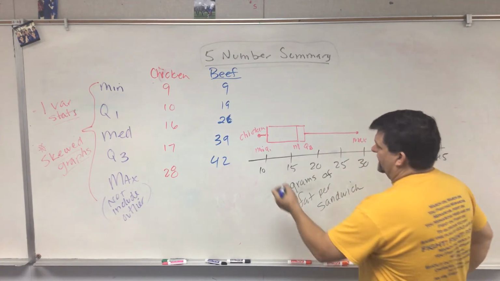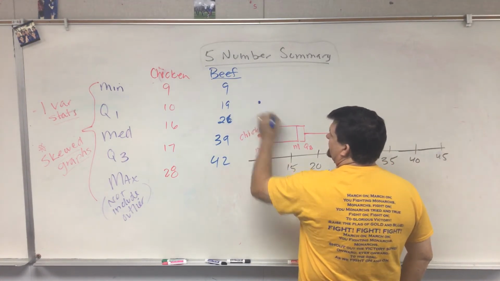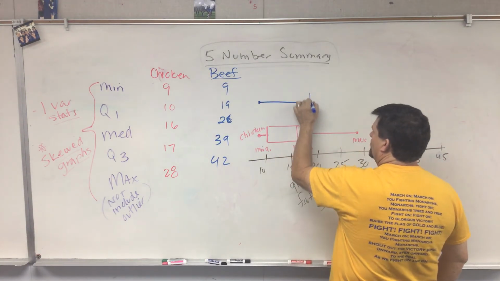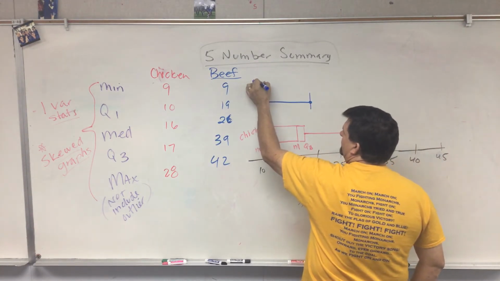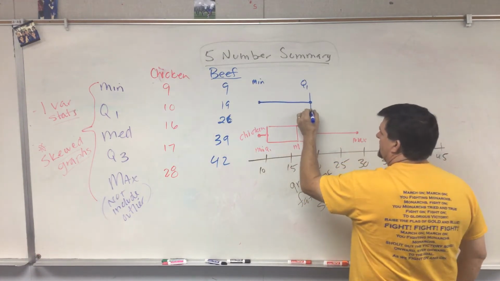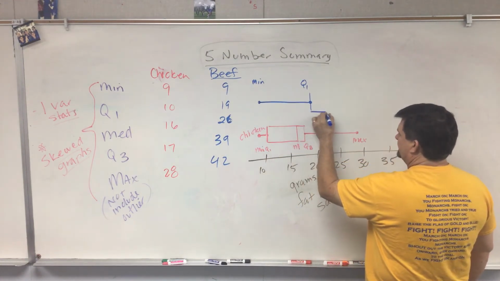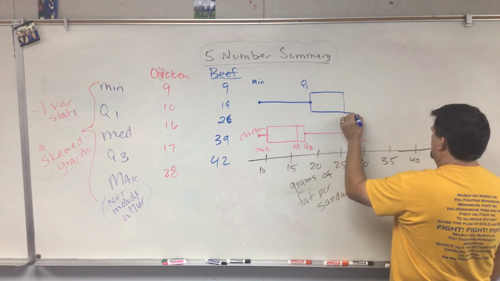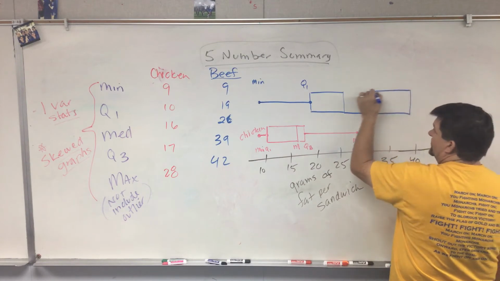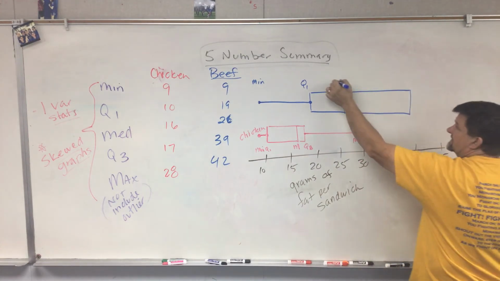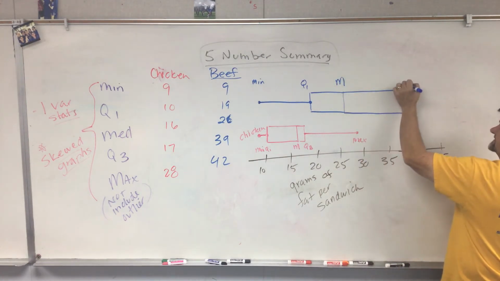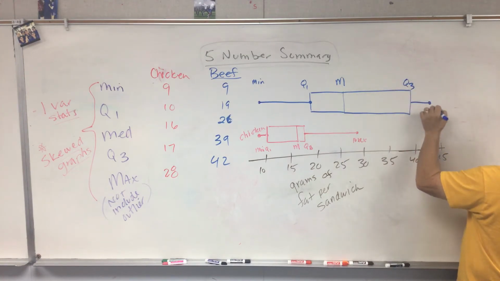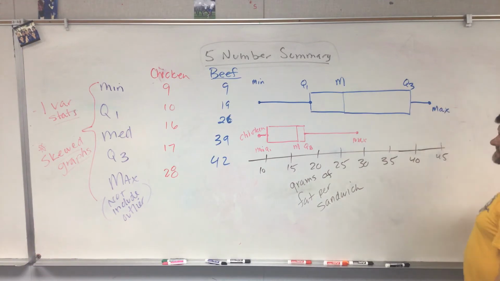Let's look at the beef. The beef is at 9 also, so this is the beef numbers. And then I'm going all the way to 19 to Q1. Remember, this is minimum. This is Q1. Then I'm going to go to my median of 26. I'm going to go to my Q3 of 39. So this is median. This is Q3. And I'm going to go to my max of 42. So that's what they look like.